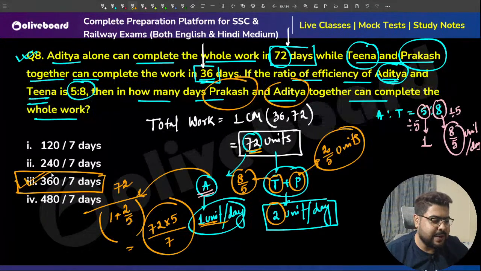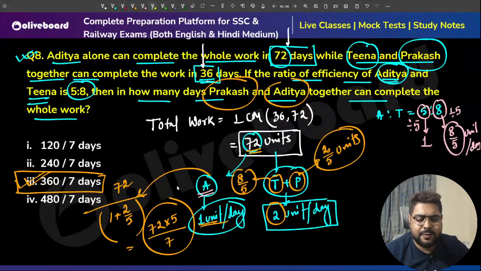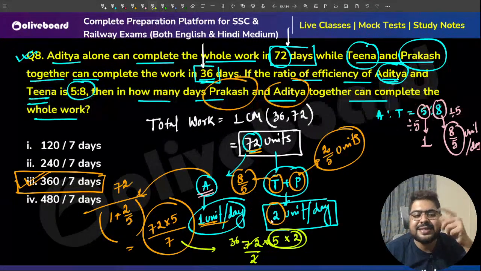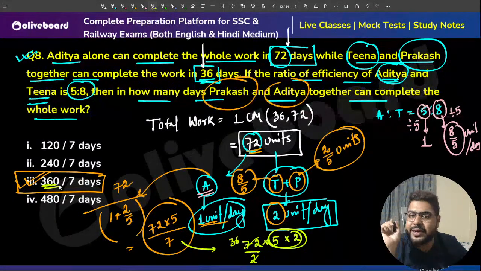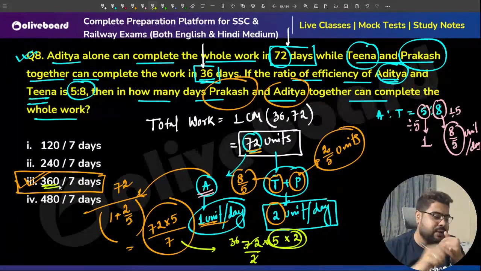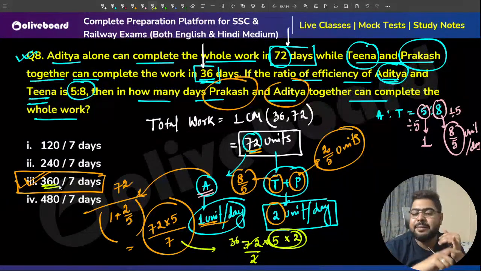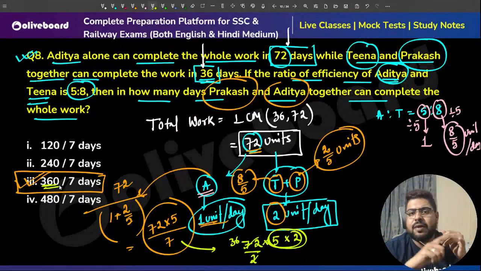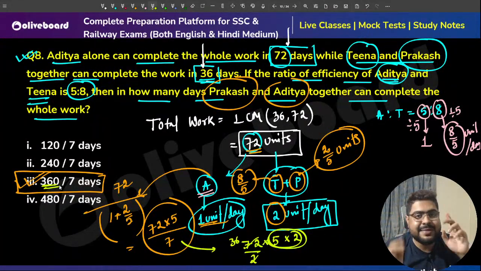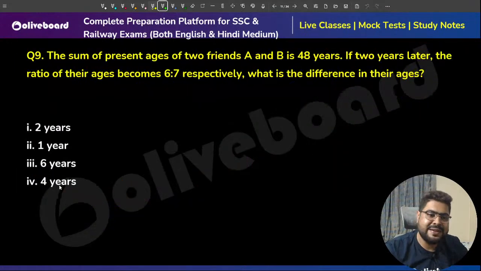Option number 3. One very important trick here. If you guys don't know, sir, how do you calculate 72 into 5? You always see 5, you multiply by 2 here and divide by 2. This is 36 into 10, that is 360. That is how I have calculated. The same technique can be used for 5, 25, 125, both in case of multiplication as well as division. Keep this in mind. Very, very useful trick.